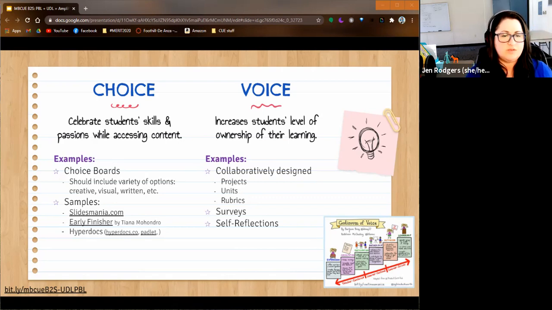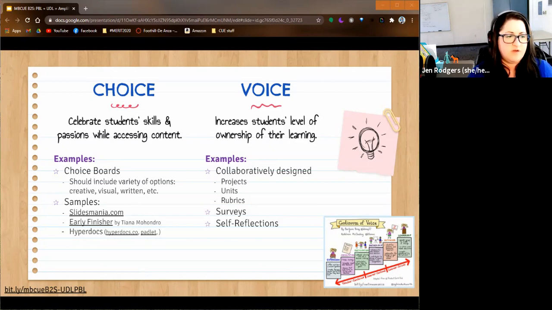And also there's this continuum of voice and choice here, which is very small in the slides, but there is a link to the larger picture if you want to take a look at that. So choice is where students can celebrate their skills and passions while accessing content. We've probably all heard of choice boards. They've been a big buzzword, especially during distance learning, where students get a variety of options on how to access the learning and show what they know.